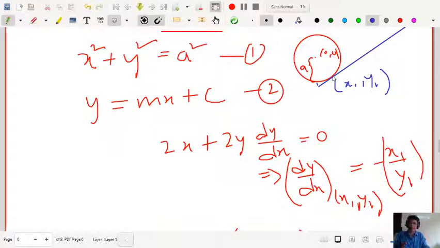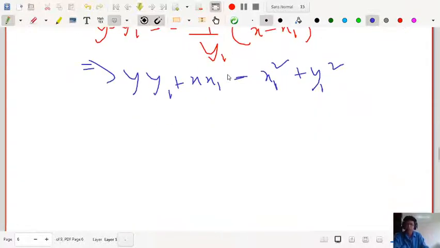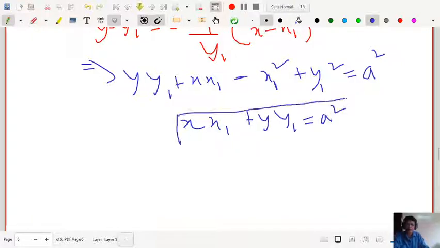You look at that, already we discussed that the point lies on the circle, so it must satisfy the equation of the circle. So you have x1 square plus y1 square equal to a square. So what is the equation of the tangent? It's very simple: x x1 plus y y1 equal to a square. So this represents the equation of the tangent to the circle at x1 y1.